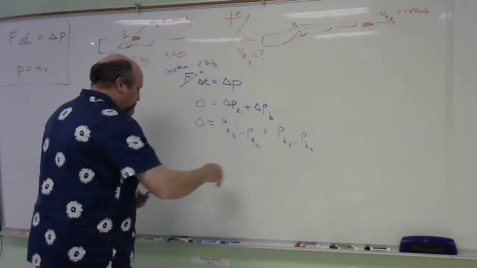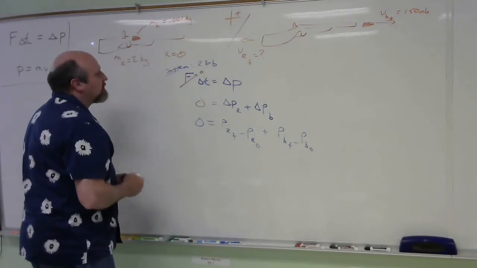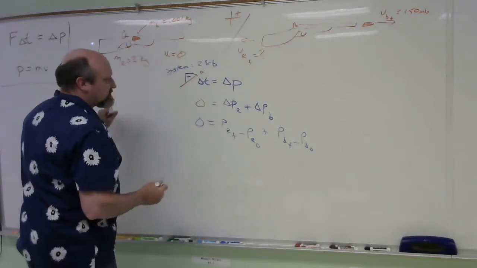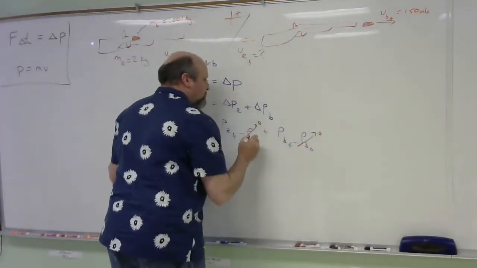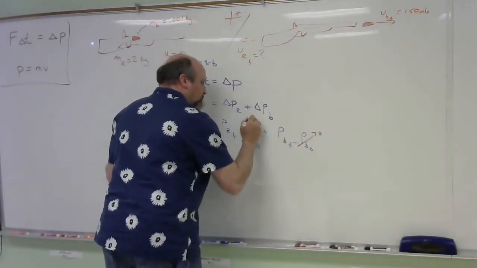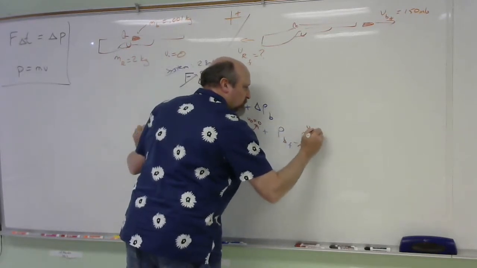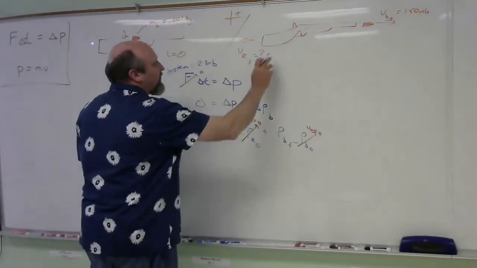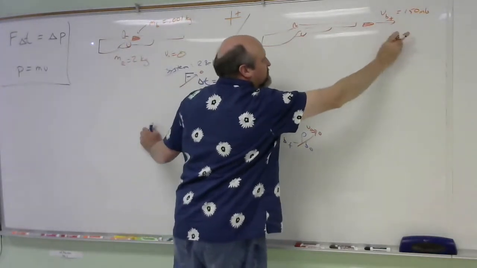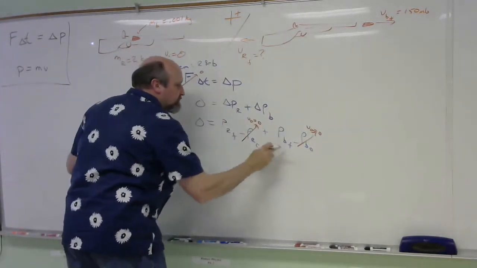Are any of these terms 0? Well, yeah. At the start, they were both sitting still. So my initial values drop out because the initial speed is 0. At the end, they both have some momentum. This one has momentum to the right, this is momentum to the left. So those two terms are going to stick around.